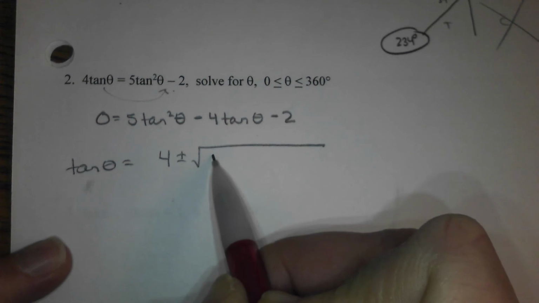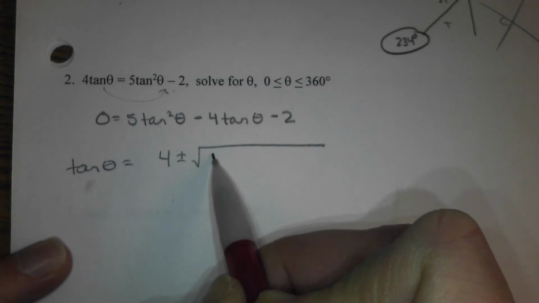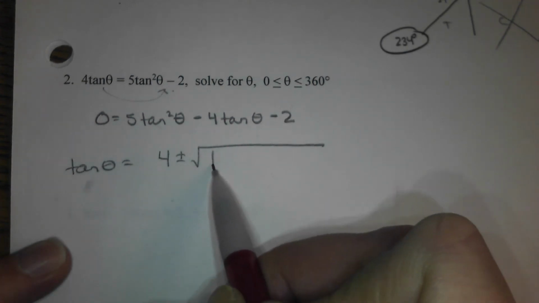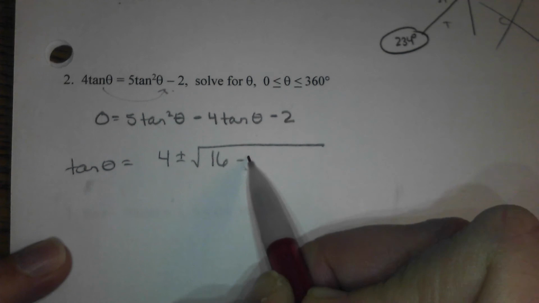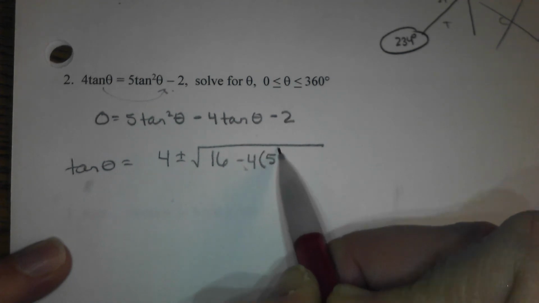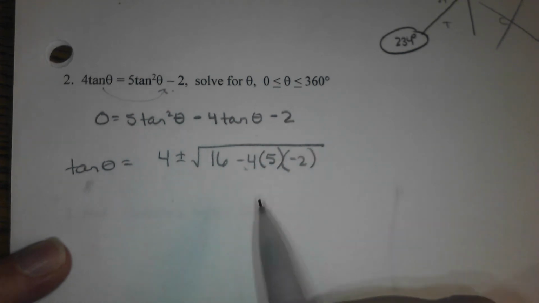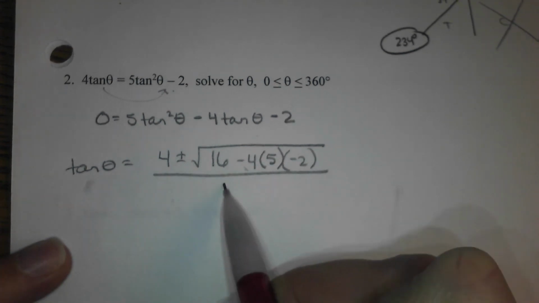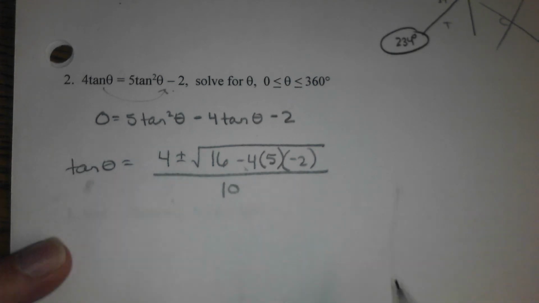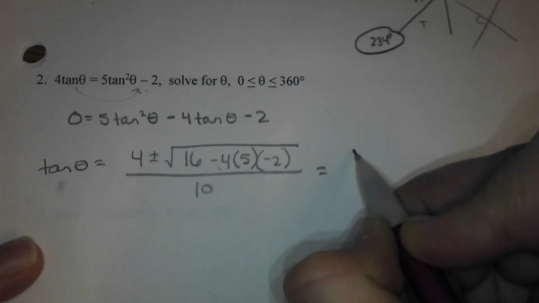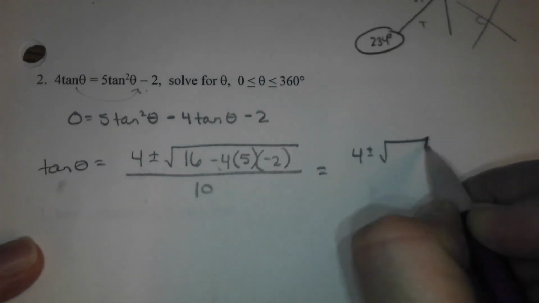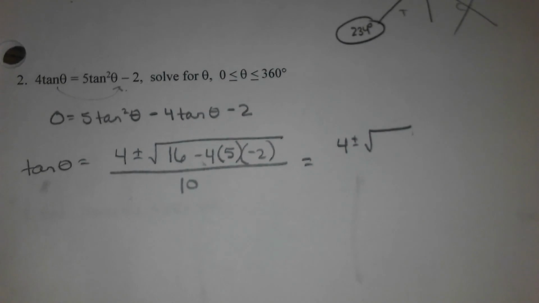What's b squared? Nope, that's a squared. 16 is b squared. Minus 4, a is 5, c is negative 2. All over 2a is 10. So that is 4 plus or minus the square root of 56. What? What's the problem?